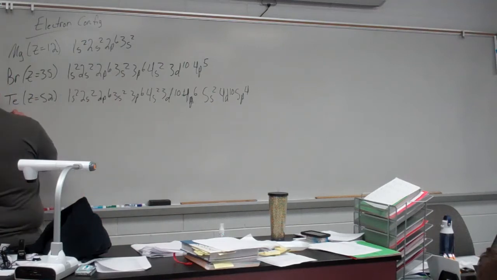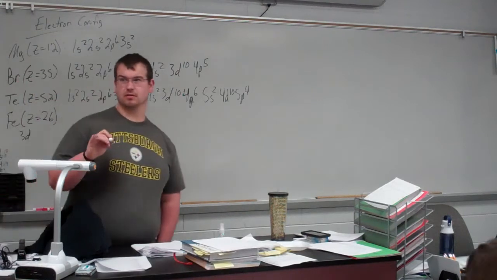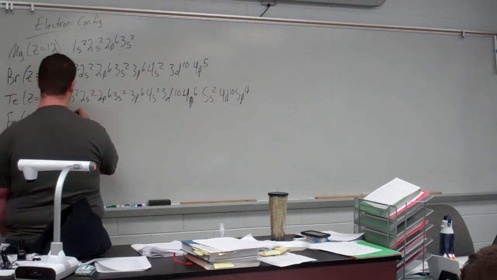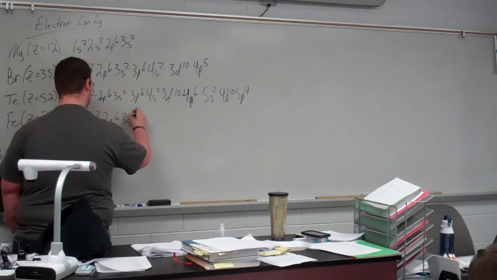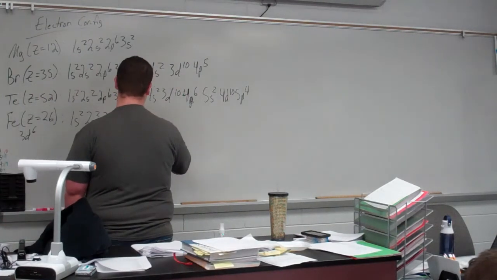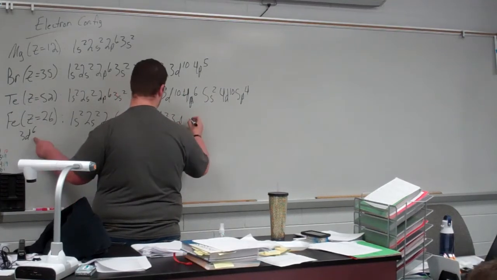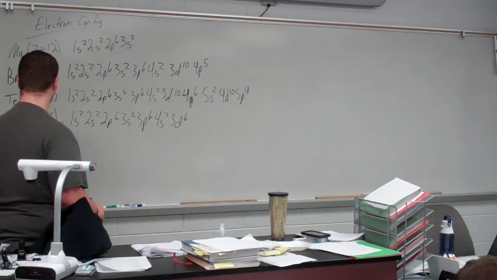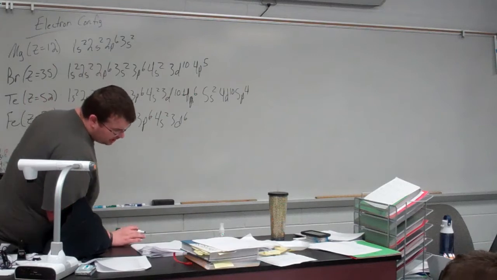Alright, iron. Atomic number 26. Stops at 3d6. Yep. I'm surprised I remember that. So, 1s2, 2s2, 2p6, 3s2, 3p6, 4s2, 3d6, because we stopped there. The 6.